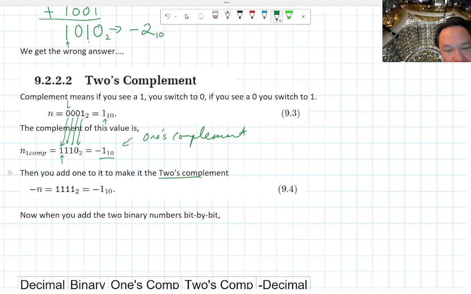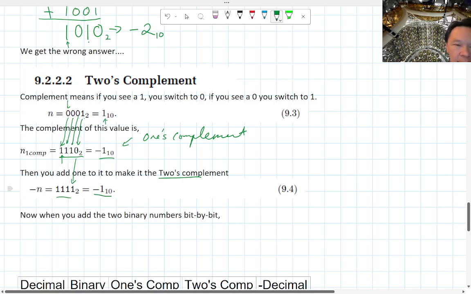Today's computers actually use a system called 2's complement, named maybe after me, right? This actually predates me. In 2's complement, once you have the 1's complement, you add 1 to the number. Why would you do this? We'll see. So the 2's complement of -1 in decimal is actually 1111.